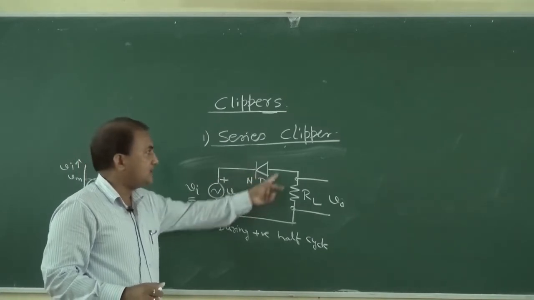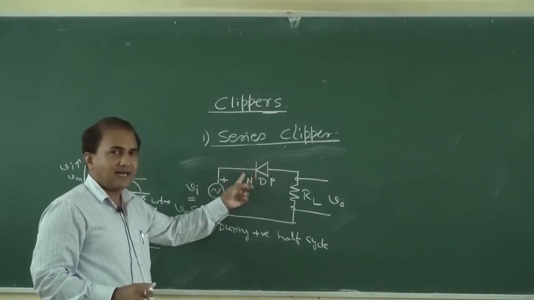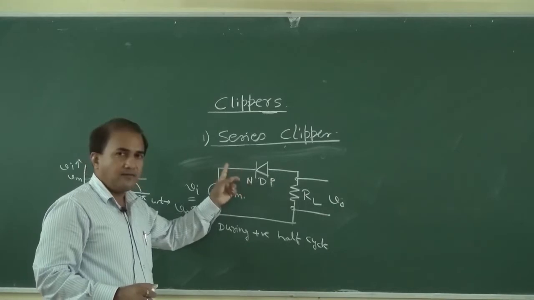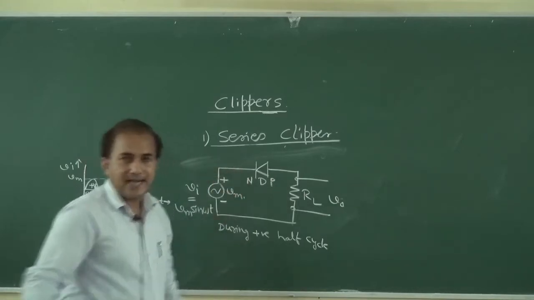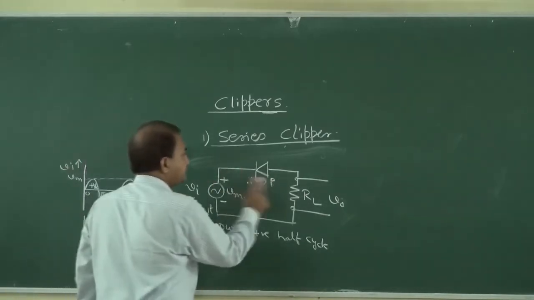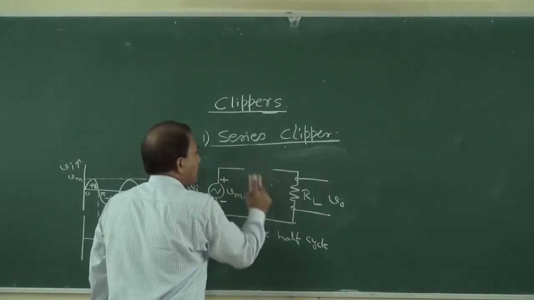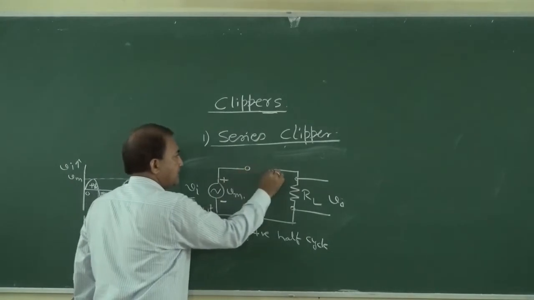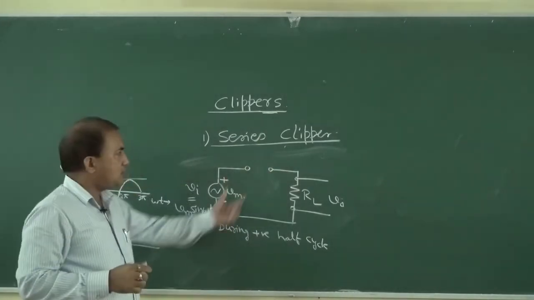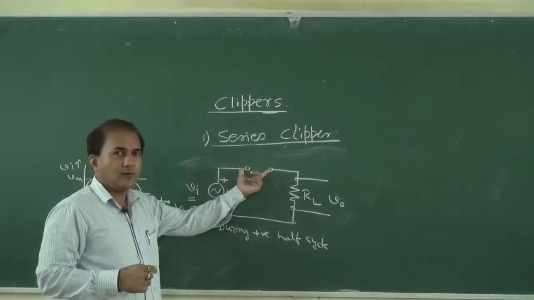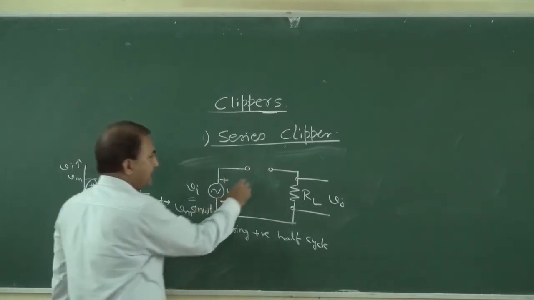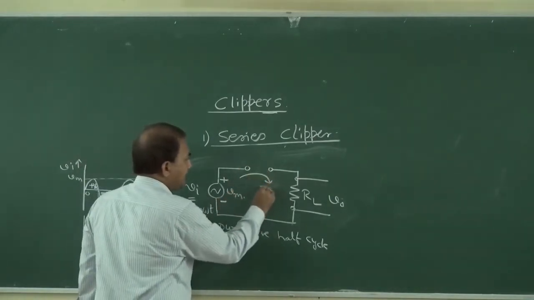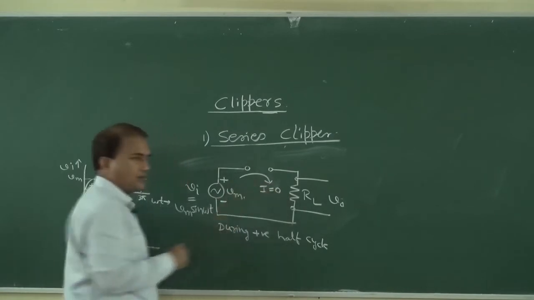So this diode is in reverse bias. In reverse bias, an ideal diode can be replaced with an open switch. This is open, so this can be replaced with open. So what will happen? In that case, I is equal to 0.